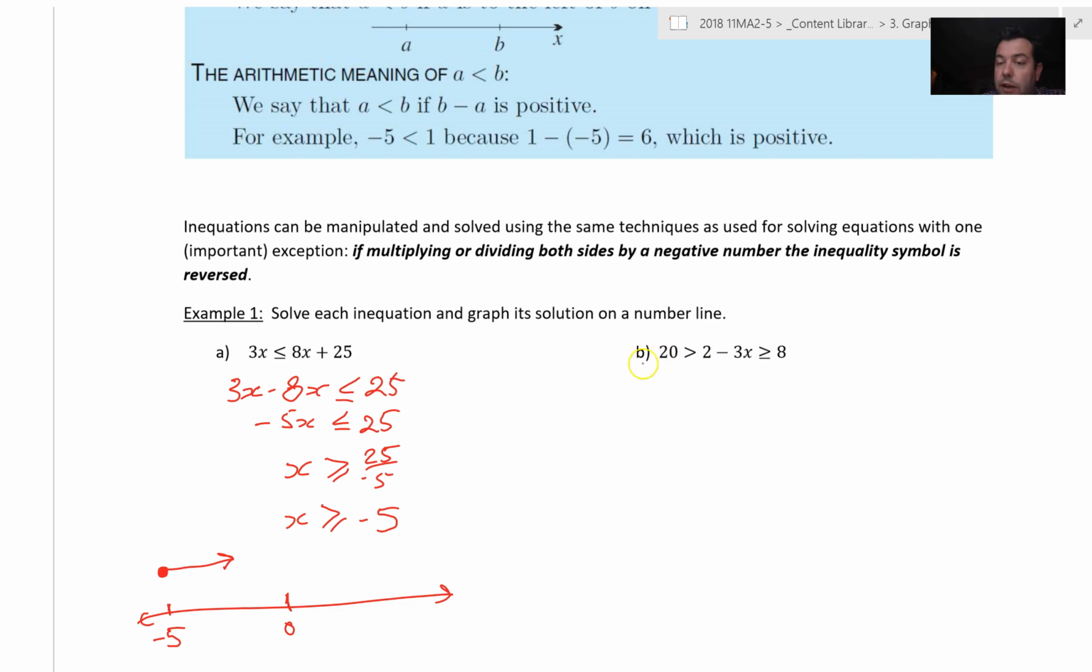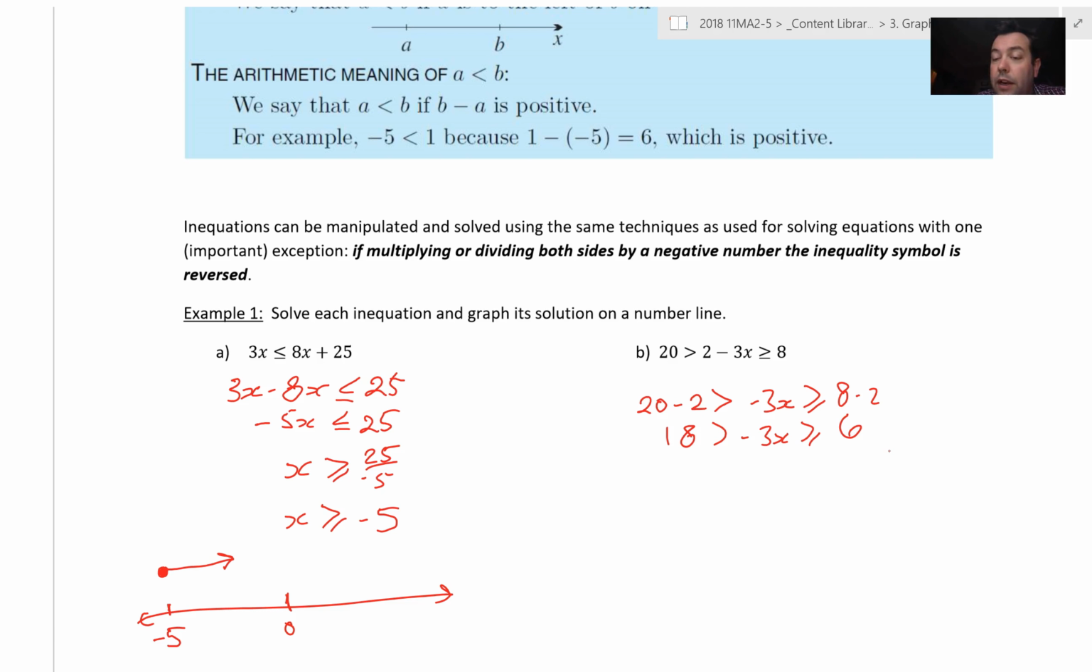So, first thing I'm going to do is take 2 away from each of those terms, right? So, 20 minus 2 is greater than -3x, because I've taken that 2 away, greater than or equal to 8 minus 2, right? So 18 is greater than -3x, greater than or equal to 8 minus 2. Oh, sorry, I can write that as 6.